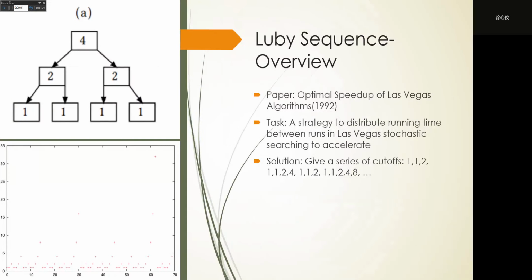So to understand the adaptive restart solution strategy, you first need to understand the Ruby sequence. It was published in 1992. Its title is Optimal Speed Up of Las Vegas.